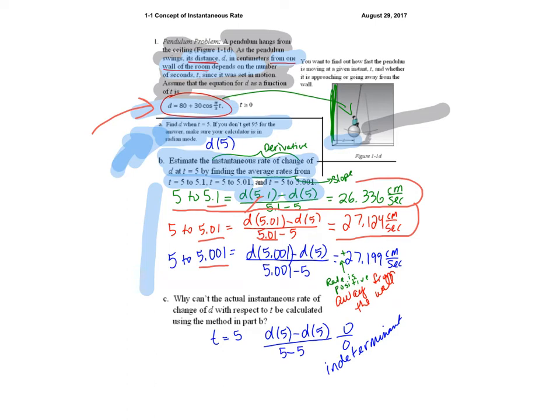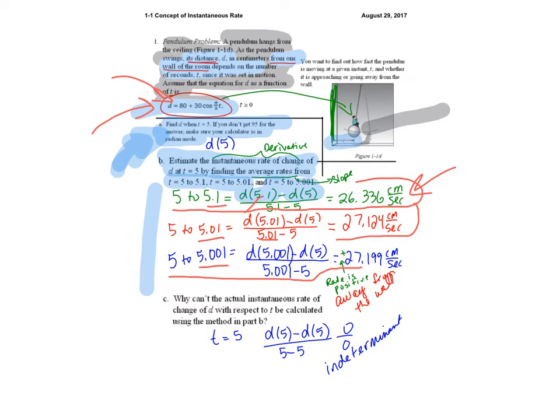And by the way, when you have a distance equation and you find the slope, that becomes a speed, as indicated by centimeters per second. And then the closest possible way, which is right here, 27.199 centimeters per second. Okay, so we did what it asked, so let's move on.